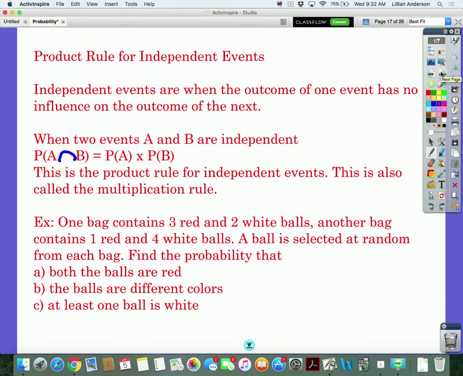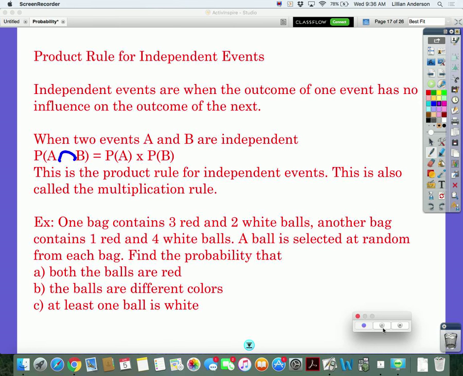independent events, also known as the product rule, okay? Independent events are when the outcome of one event has no influence, no effect on the outcome of the next event, okay? That's what makes events independent. You'll know when two events are independent when the probability of their intersection equals the probability of the two events multiplied together. This is known as the product rule for independent events, the multiplication rule. And we're going to look at an example of that.